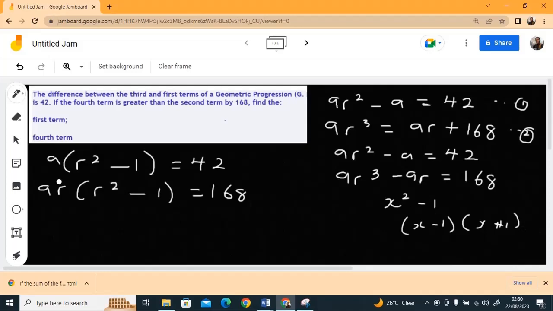I don't want to bother you with this. You should know this since you're in SS2. But I just want those that do not have an understanding of the difference of two squares to have an understanding of it. So we are going to turn each of them into a difference of two squares, so we'll be able to solve it together.